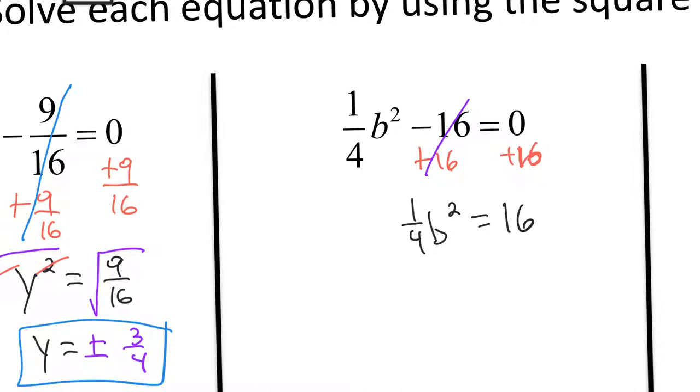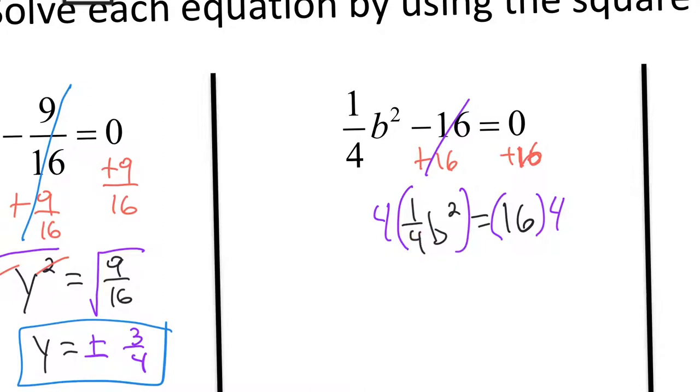To get rid of the fraction right here, remember that you have a fraction next to the variable. They're multiplying 1 over 4 b squared. Well, one way to get rid of this fraction, you multiply by the denominator. So I'm going to do that right now. I'm going to multiply by the denominator 4 over here, the one on the bottom of the fraction is 4.